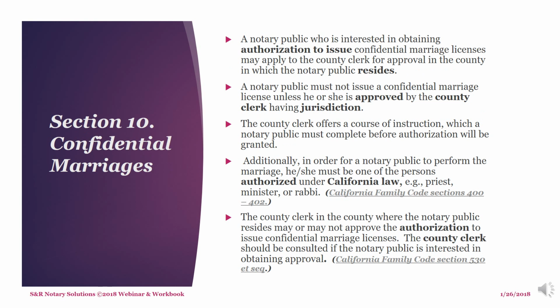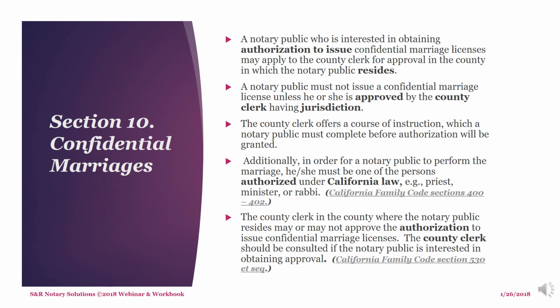Section 10, Confidential Marriages. A notary public who is interested in obtaining authorization to issue confidential marriage licenses may apply to the county clerk for approval in the county in which the notary public resides. A notary public must not issue a confidential marriage license unless he or she is approved by the county clerk having jurisdiction. The county clerk offers a course of instruction which a notary public must complete before authorization will be granted.